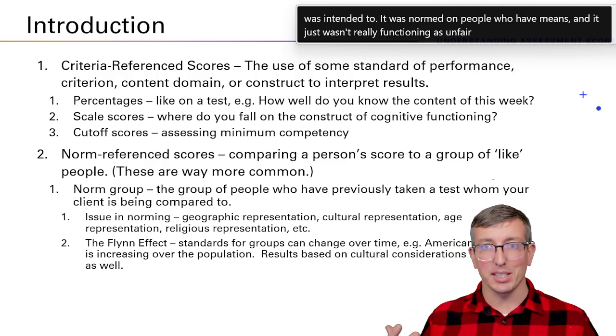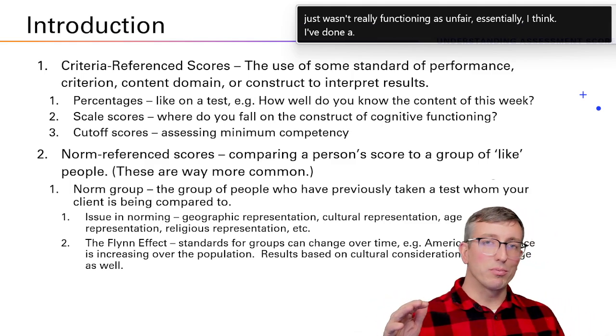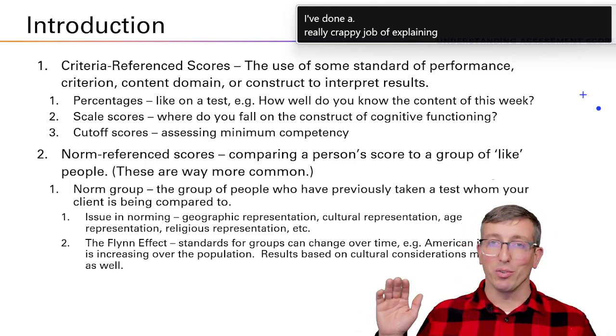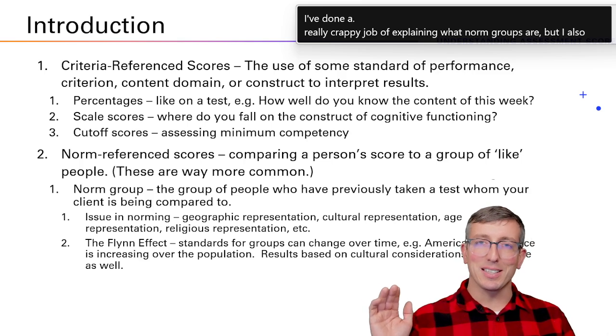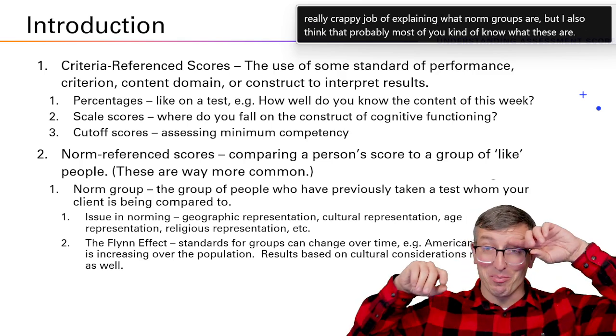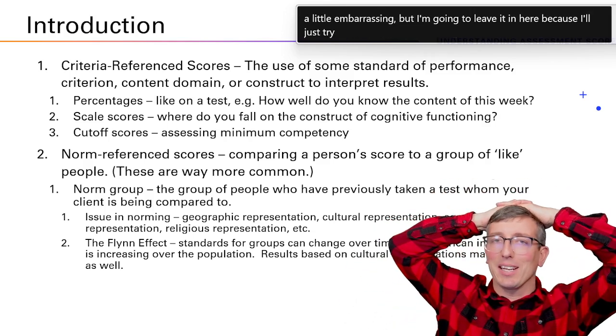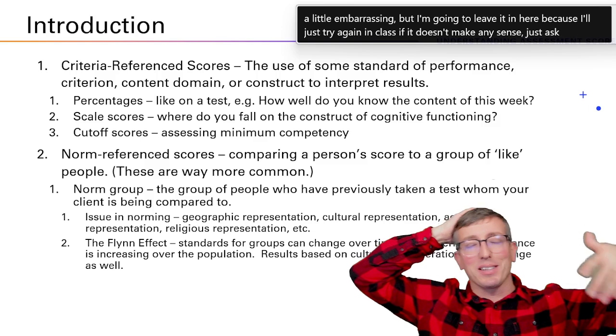It was unfair, essentially. I think I've done a really crappy job of explaining what norm groups are, but I also think that probably most of you kind of know what these are. This is a little embarrassing, but I'm going to leave it in here because I'll just try again in class if it doesn't make any sense. Just ask me about this if you need to.